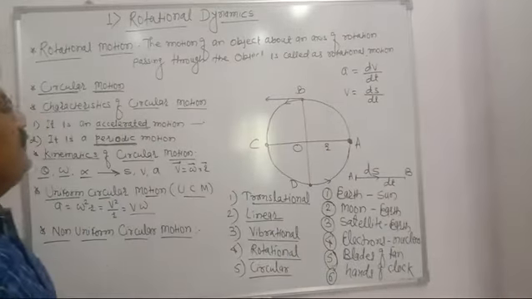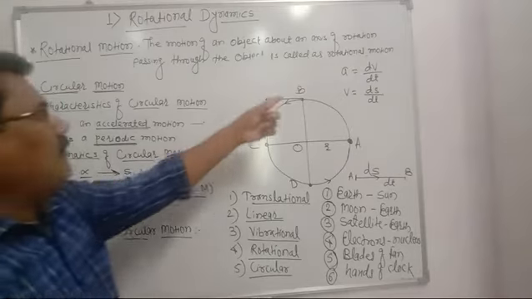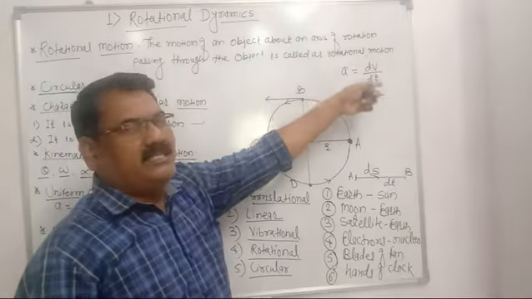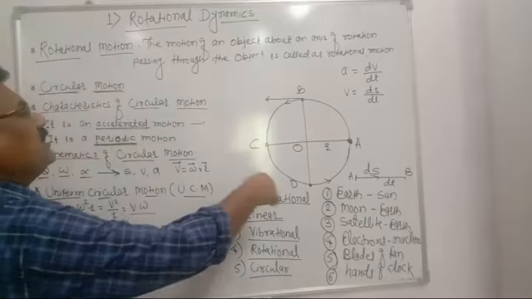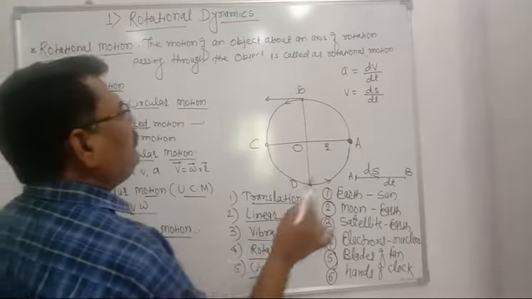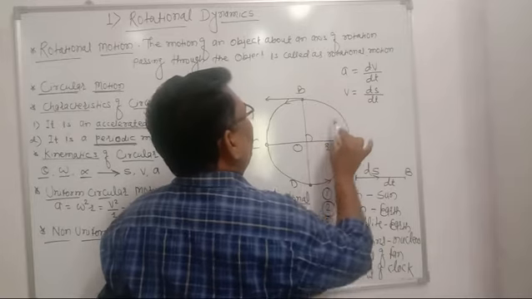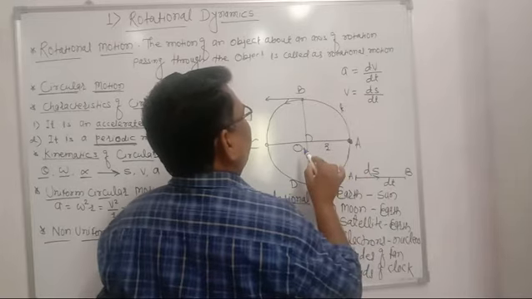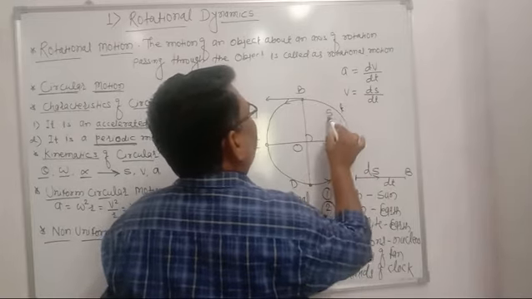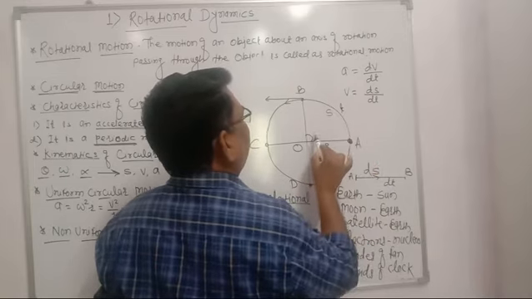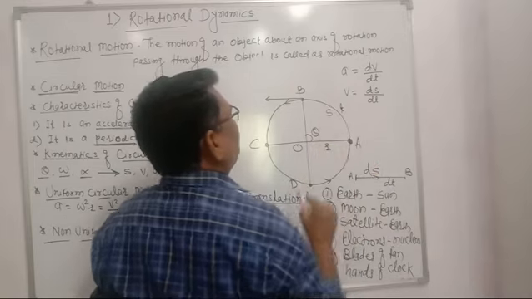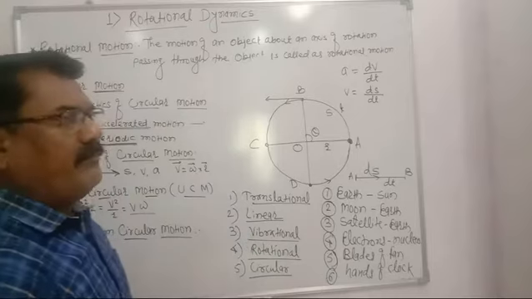Then see here, you have seen about the linear acceleration, it is dv by dt. Now for circular motion, suppose that the particle moves from A to B in time t seconds, which covers the linear distance s and angular displacement theta.